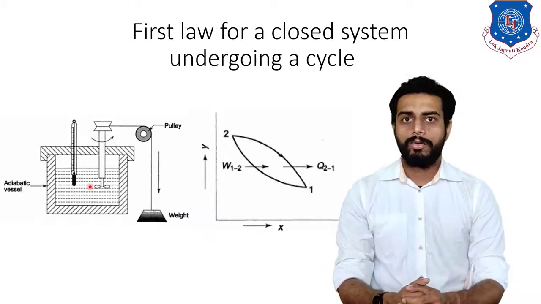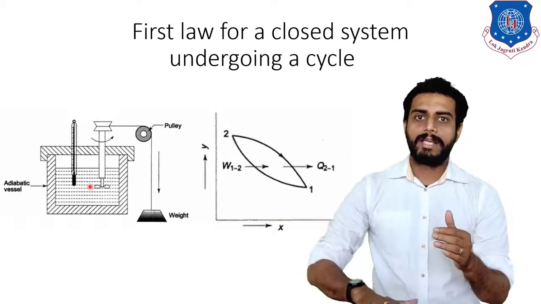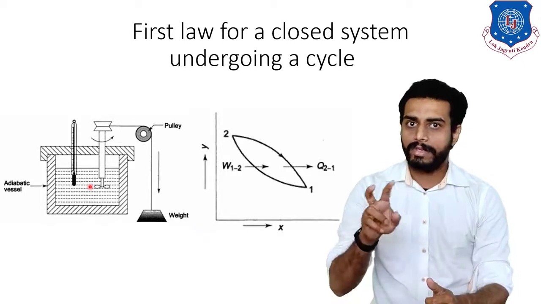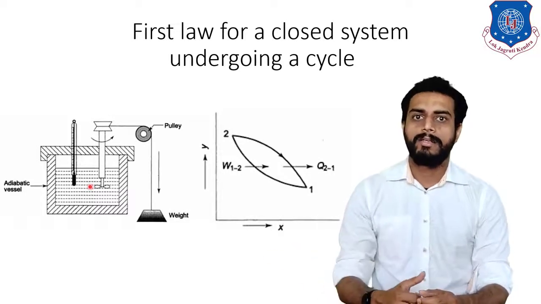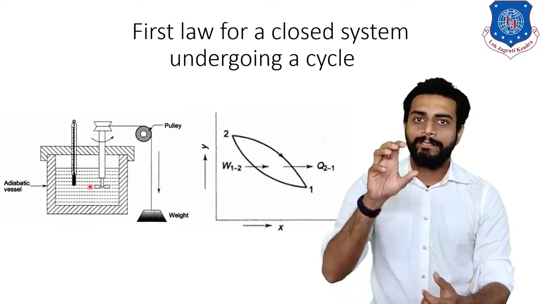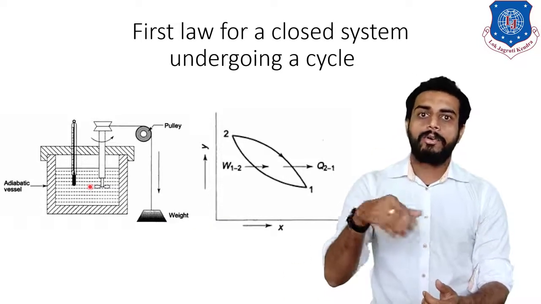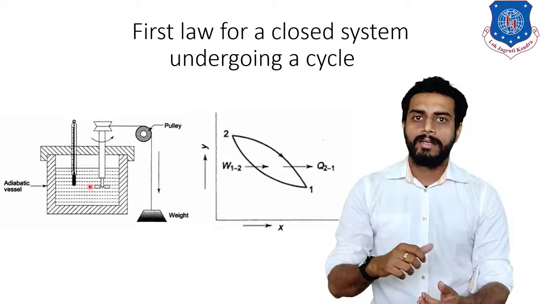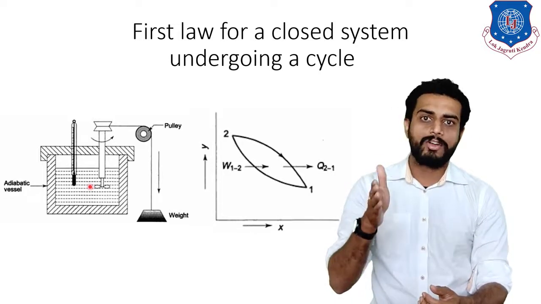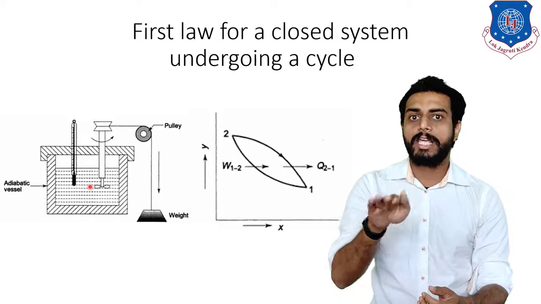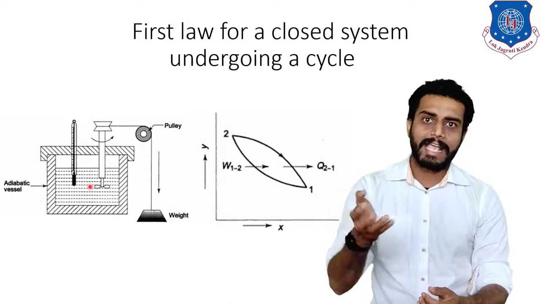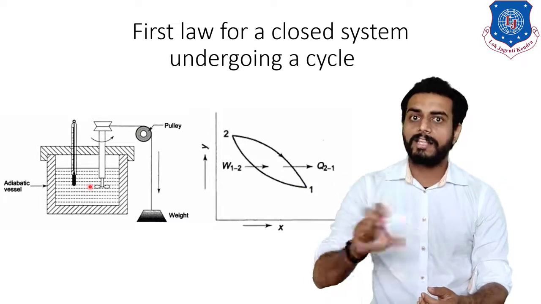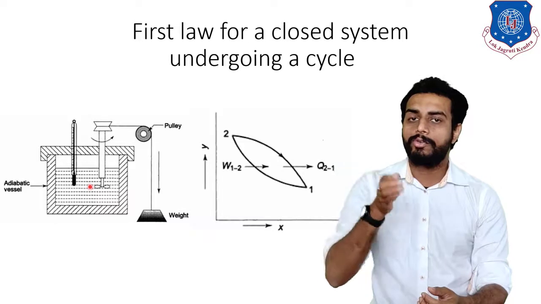So now the adiabatic vessel is removed and the ambient temperature is, let us say, less than the temperature of the water. So what will happen? Heat will start transferring from the water to the ambient, right? Because of the temperature difference. For how much time will the heat transfer? Obviously, until the temperature of the water and the atmosphere become equal. So this heat transfer will take place during 2-1.